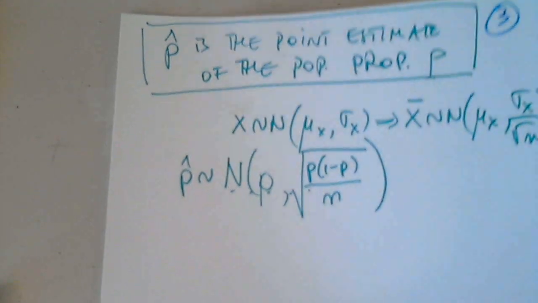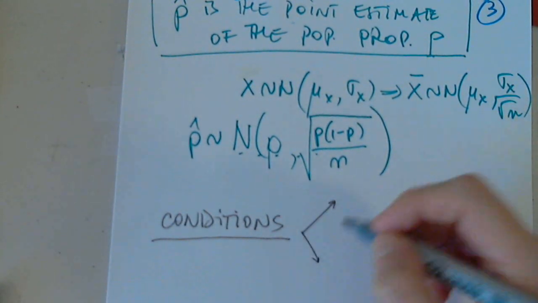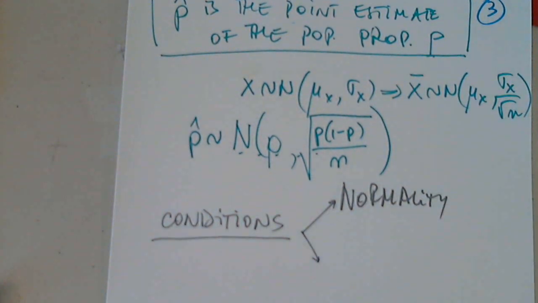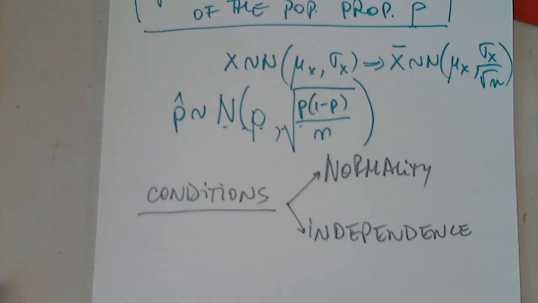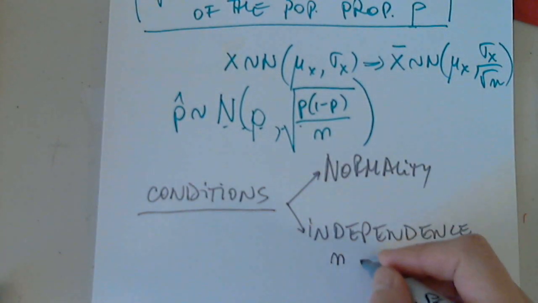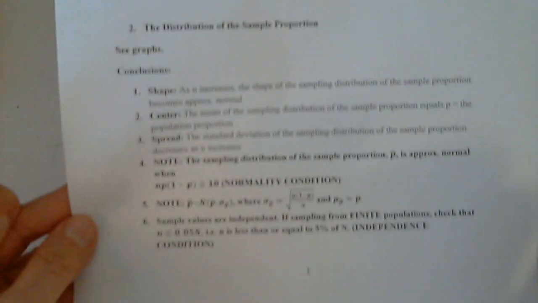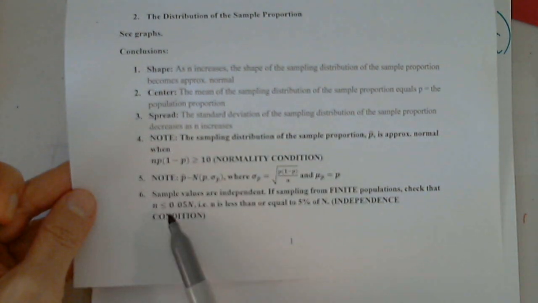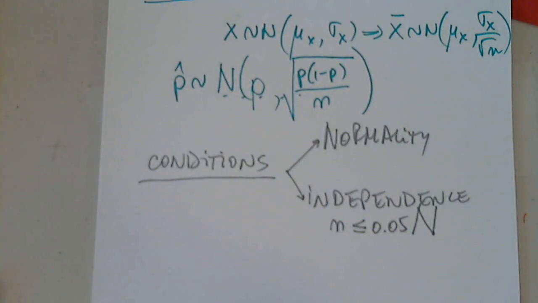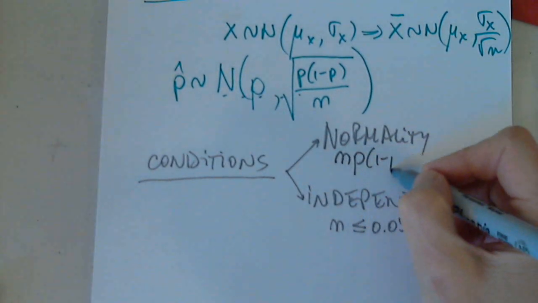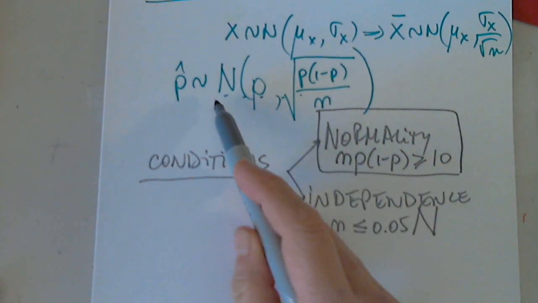Now, there are several conditions here, conditions that we will always test from the beginning. Here are the two conditions. One, the condition for normality, and the other for independence. These are a must. We will have to check these before we start. The sample size has to be less than or equal to 5% of the population size. And I have it written down. You don't have to copy it again. So this is the independence condition. The sample size has to be less than or equal to 5% of the population size. Otherwise, we cannot assume independence. And the normality condition is that the product n times p times 1 minus p has to be greater than or equal to 10. Otherwise, we cannot assume normality.